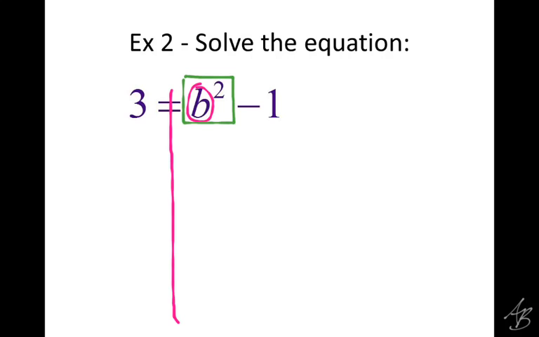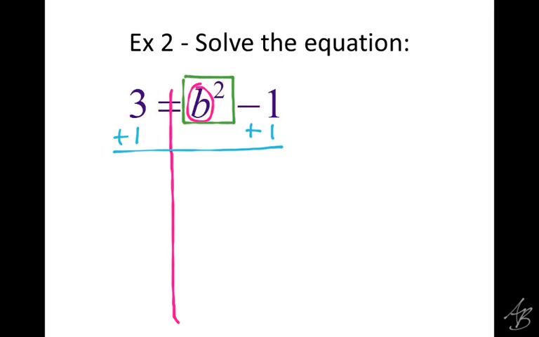All right, so this time there is something outside of the box that I need to get rid of, right? Why is the negative 1 not inside the box? The negative 1's not inside the box because it's not part of the square. The only thing that's part of the square is the b. Since it's not in the box, what am I going to have to do first? Get rid of that minus 1 by adding 1, right? So we're going to add 1 to both sides.